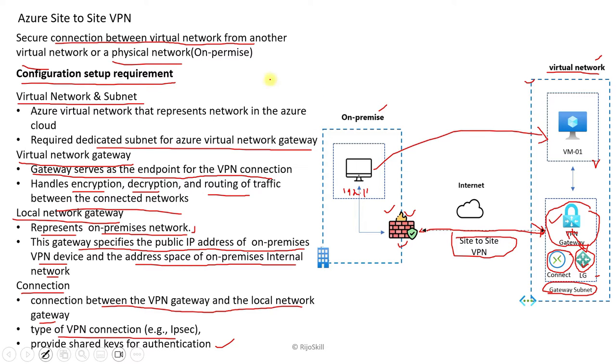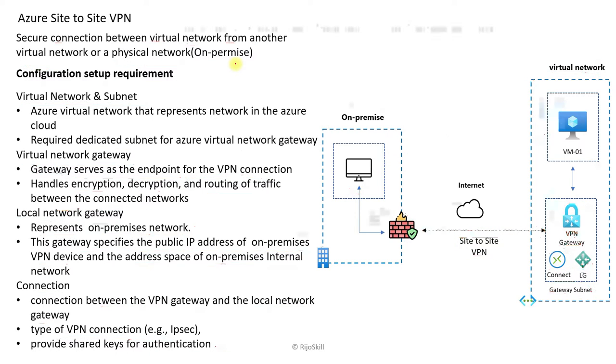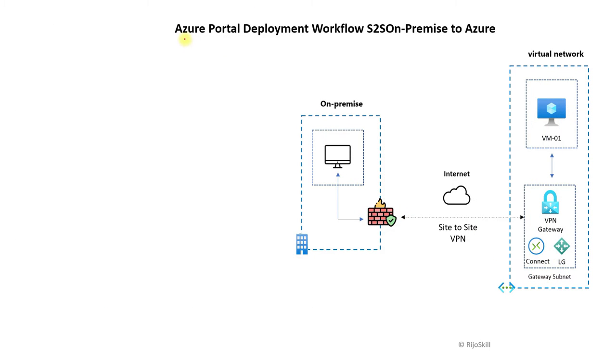So we will do the demo. You can easily understand how we can do this. Next we will go to our Azure portal deployment for the site-to-site VPN from on-premises to Azure. Here we plan to create this, which is our architecture diagram. What we will do first, task 1, is create the VNet and subnet. Let's go to our portal, and then we will create task 1.